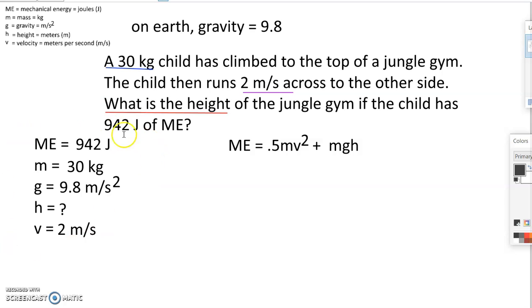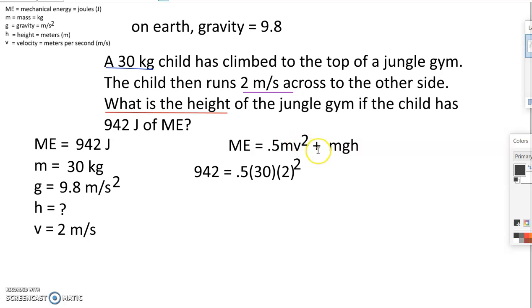All right, now that we've identified our information, we can plug it into our equation over here and hopefully solve for height. So I'm going to rewrite this equation, plugging in what I know. Starting from the left, we've got ME. In this case, I know what ME is, so I'm going to put 942. After the ME is the equal sign, so I'll put equals. Then comes the 0.5. Then inside parentheses is the M. My M is, in this case, 30. After the M is the V. My V is 2. And don't forget to square that.